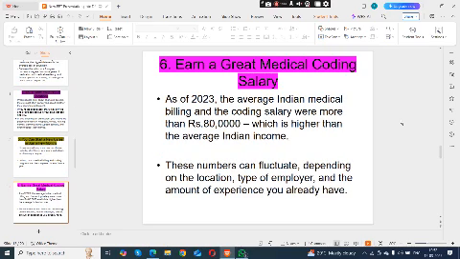Next, earn a great medical coding salary. At present, according to the census of 2023, the average Indian medical billing and coding salary was more than 8 lakhs, which is higher than the average Indian income. These numbers can fluctuate depending upon the location, the type of employment you are getting, and the amount of experience you are holding. It may be 8 to 10 lakhs or 12 lakhs, depending upon your experience. But on average, you will definitely earn 8 lakhs.